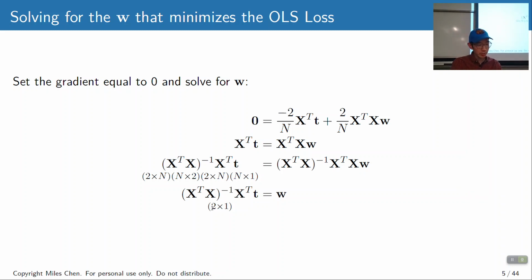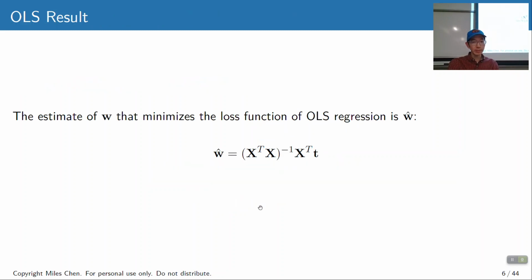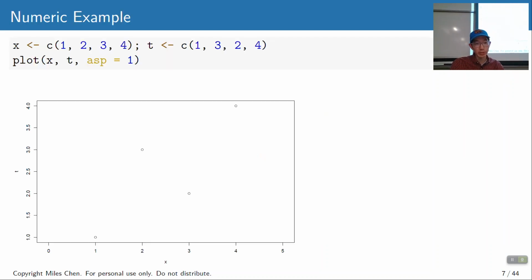It is going to be X transpose X inverse X transpose T, which I think looks familiar for a lot of us. Often we see X transpose Y, but in our case, T is our target values instead of Y. And that's where we left off. So that's our ordinary least squares regression result.